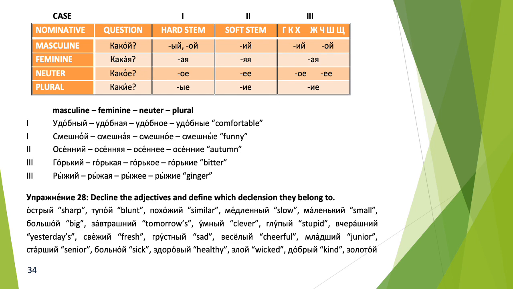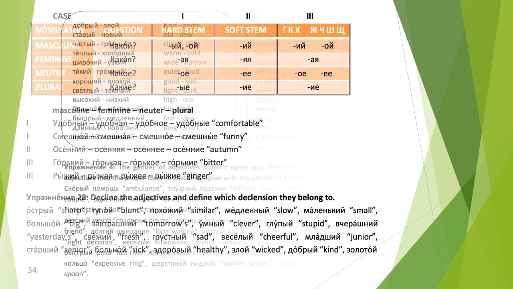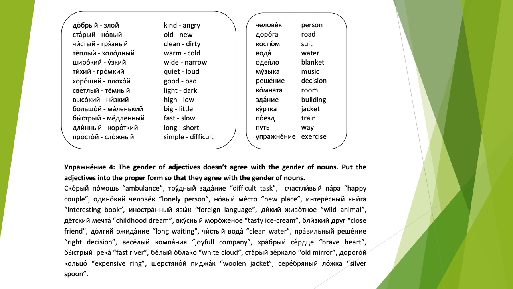Let's move on. On this page you see two tables with adjectives and nouns. Let's build up phrases with these adjectives and nouns. For example, это не добрый, а злой человек. This is not a kind, but an angry person.